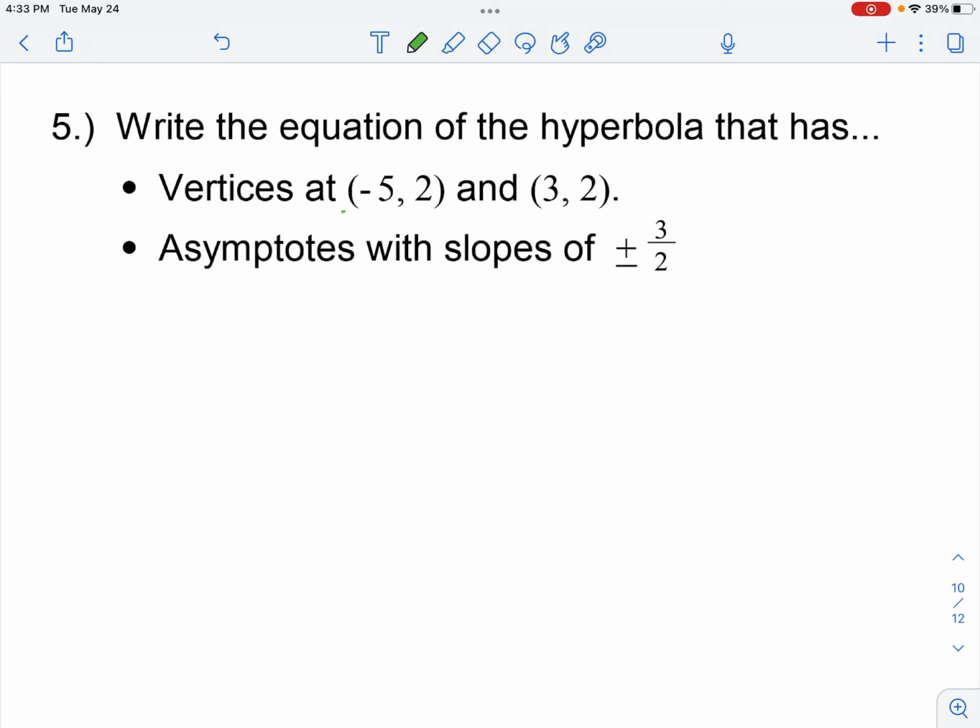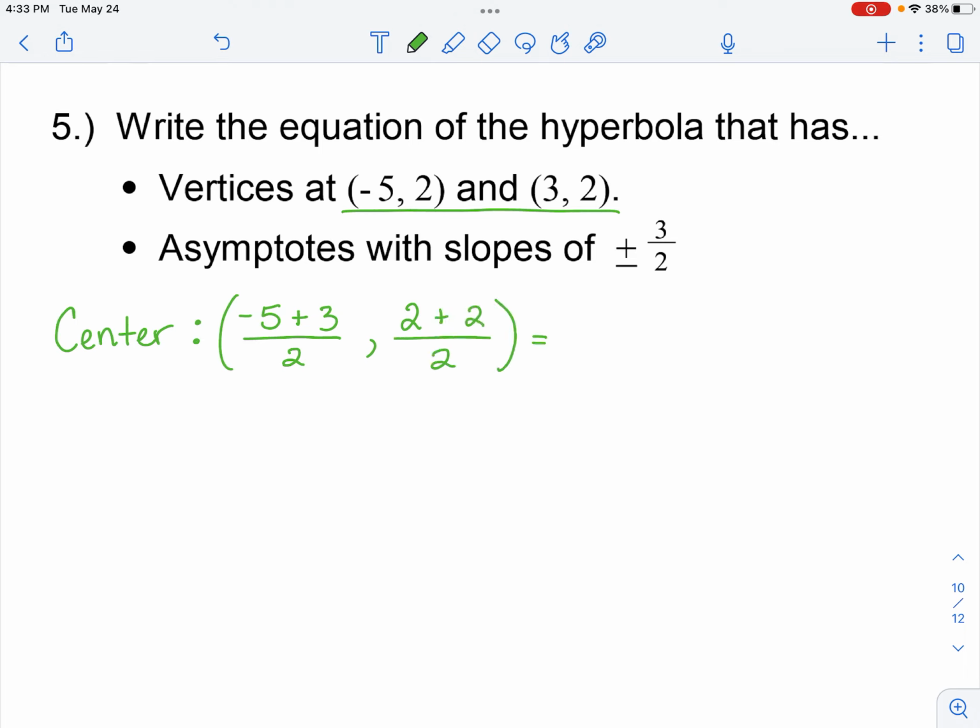So let's talk about this first bullet. Let's talk about our center. So the center is the midpoint of the two. So I'm going to do one x value plus the other x value divided by 2, and one y value plus the other y value divided by 2. So our center is at the point negative 2 over 2, 4 over 2, which is really negative 1, 2. So there's our center.